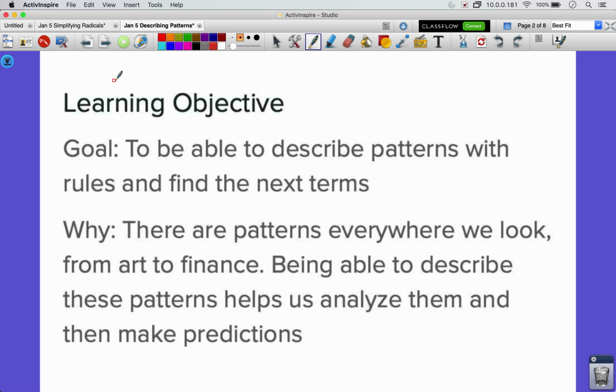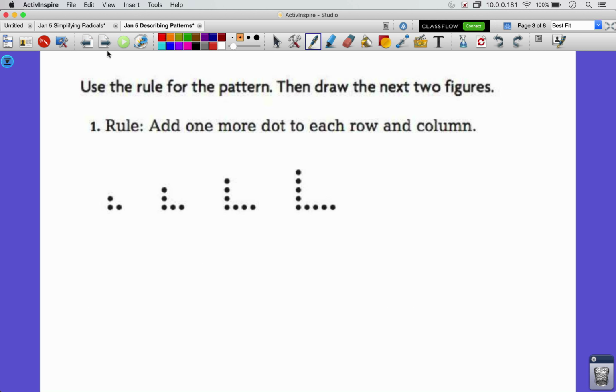Once you know what the pattern is, you're going to assume that that pattern is going to continue and then make a prediction about the future. Now, not every pattern does continue, but it gives you a starting place if you need to make a prediction.